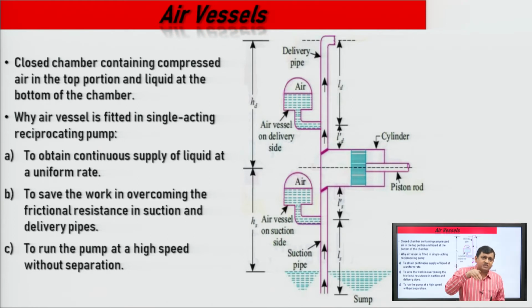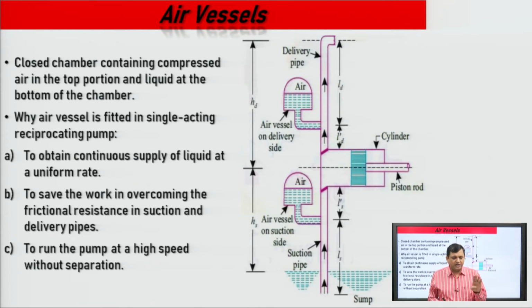If there is velocity variation, it means there is acceleration and retardation. In the first stroke, this one is the acceleration, then retardation. If acceleration and retardation take place, there is fluctuation in the velocity. So, for maintaining uniform velocity throughout, we use an air vessel.